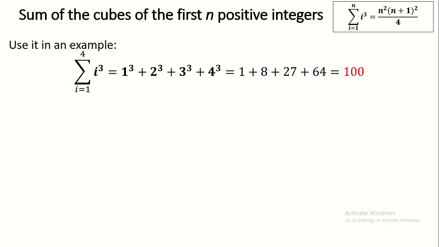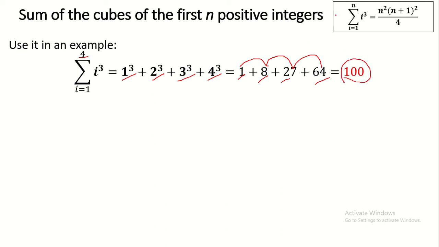Okay, so let's use it in an example. Say if we have the summation of i cubed where i is equal to 1 up to 4. If we plug in i is equal to 1, we have 1 cubed. i is equal to 2, we have 2 cubed. i is equal to 3, 3 cubed. And so on and so forth. So 1 cubed is 1, 2 cubed is 8, 3 cubed is 27, and 4 cubed is 64. So 1 plus 8 is 9. 9 plus 27 is 36. 36 plus 64 is 100.